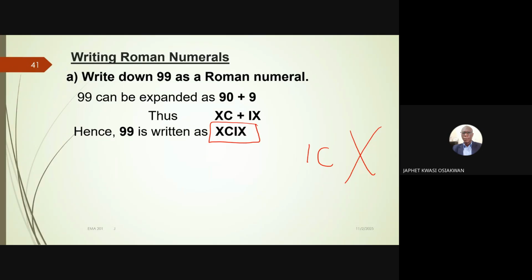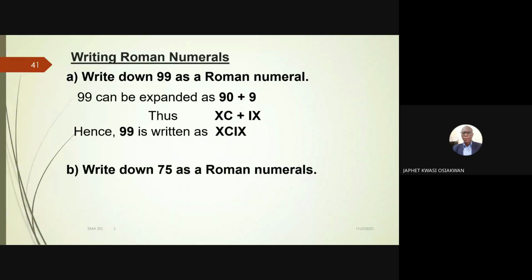Any question? So we are still using the additive and the subtractive principles here. But make sure that you expand the number first before you use the additive and the subtractive rule. Because the Roman numerals system tries to avoid large differences. Any question? Okay, let's see the next one.